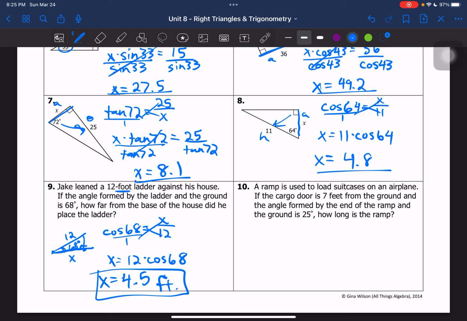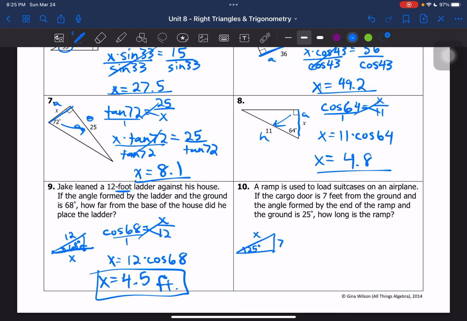And lastly, let's look at number 10. It says that a ramp is used to load suitcases on an airplane. If the cargo door is 7 feet from the ground and the angle formed by the end of the ramp and the ground is 25 degrees, how long is the ramp? So basically, I know that I have a cargo door 7 feet from the ground and there's a ramp. So let's draw the ramp. And the angle formed by the end of the ramp and the ground is 25 degrees. We want to know how long is the ramp.